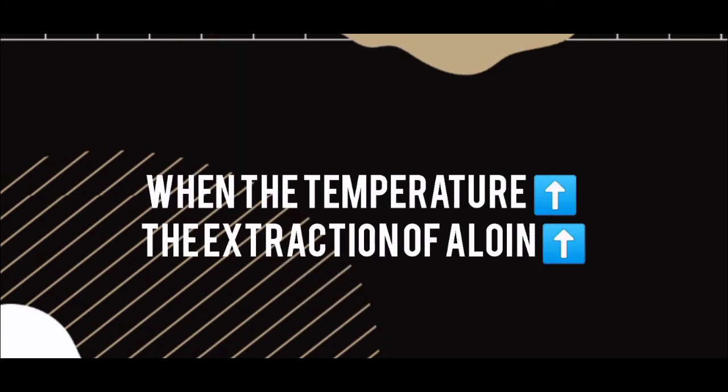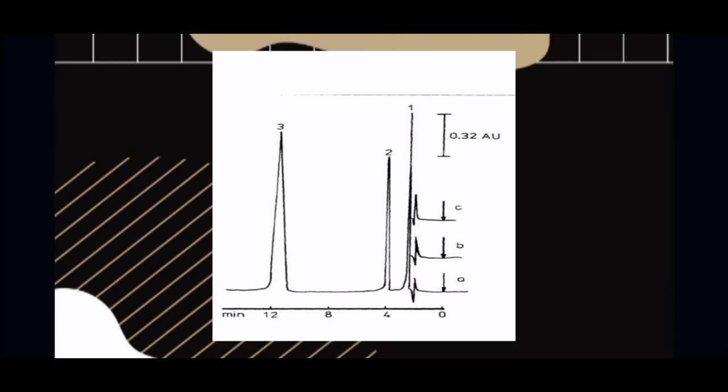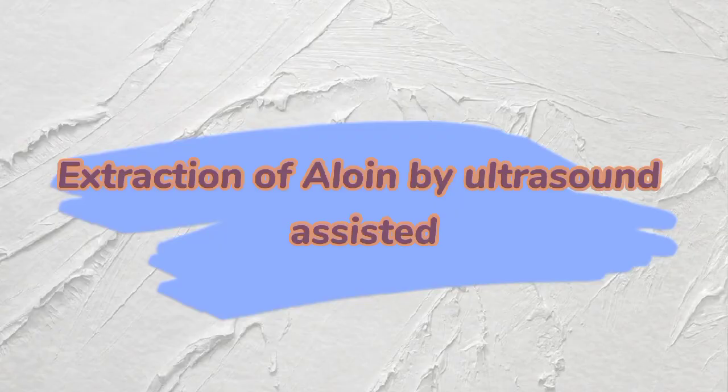The effect of the temperature on the extraction of aloin was investigated. It shows that when the temperature increased, the extraction of aloin may increase too. This figure shows a typical chromatogram with solvent peaks recorded by a UV detector.